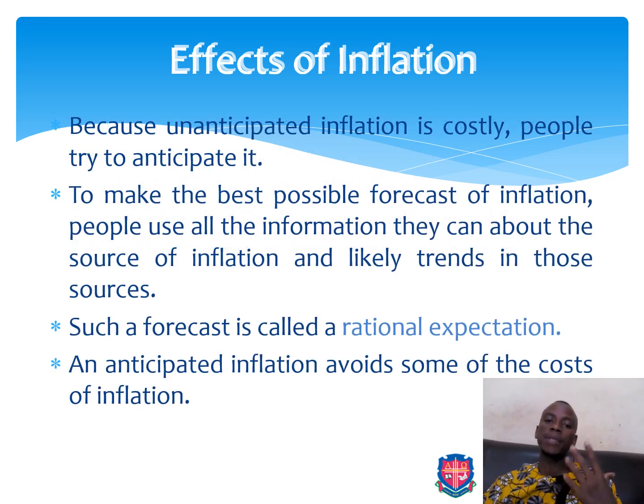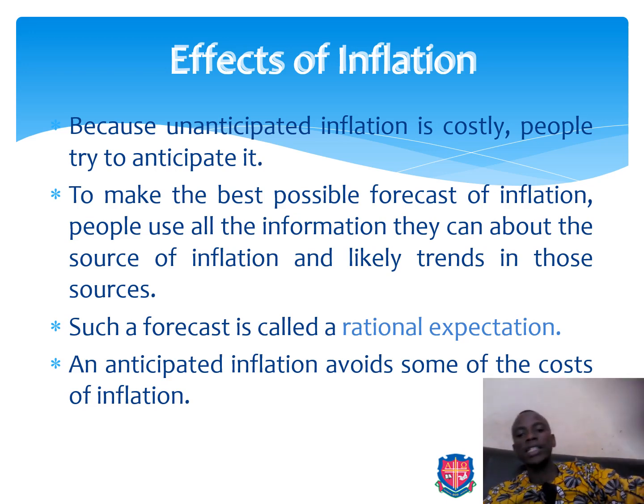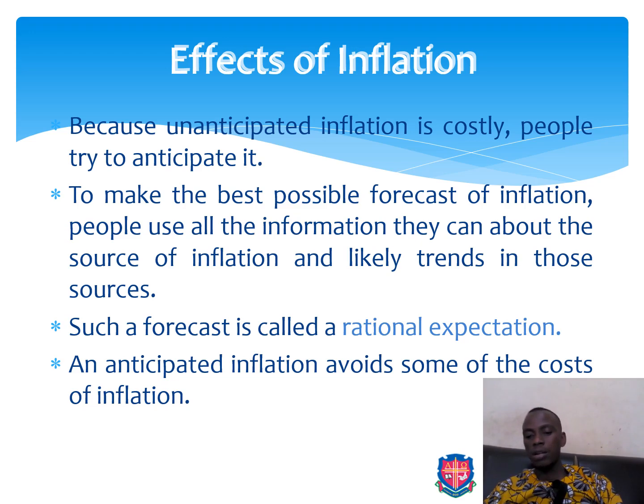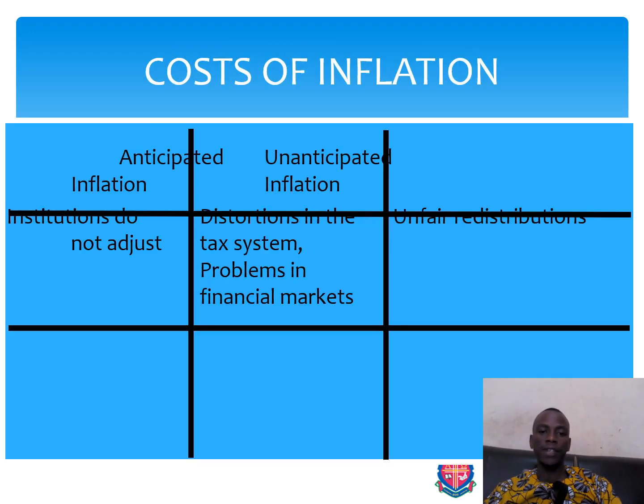Because of unanticipated inflation, people try to anticipate it. To make the best possible forecast of inflation, people use all the information they can about the sources of inflation and likely trends in those sources. Such a forecast is what we call a rational expectation. And anticipating inflation avoids some of the costs of inflation. If you can anticipate it, then we can prepare best for it. So these are some of the costs of anticipated and unanticipated inflation.